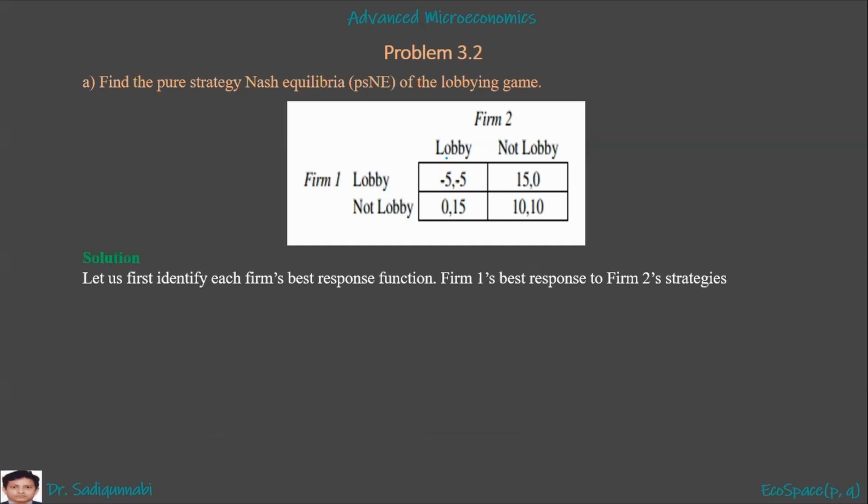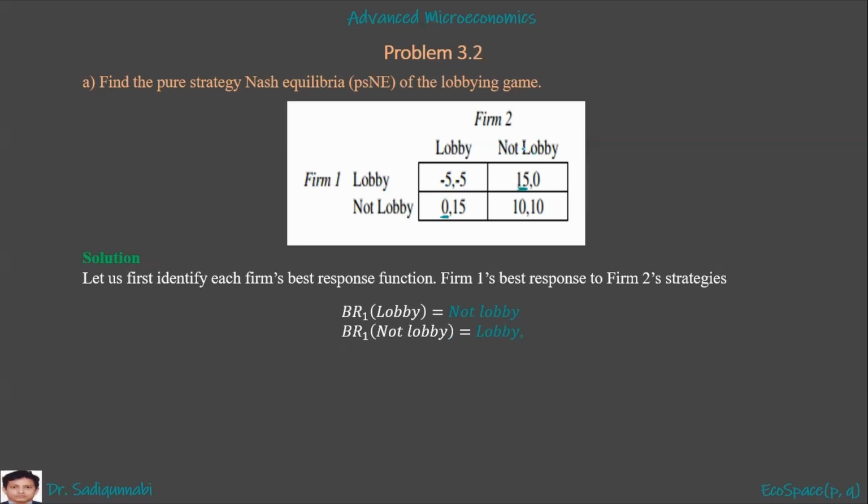So identify each firm's best response function. Let's first take firm 1's best response to firm 2's strategy. BR1: when firm 2 plays lobby, firm 1 takes no lobby, because firm 1 has the options -5 and 0, and 0 is more than -5. That's why firm 1 takes no lobby.